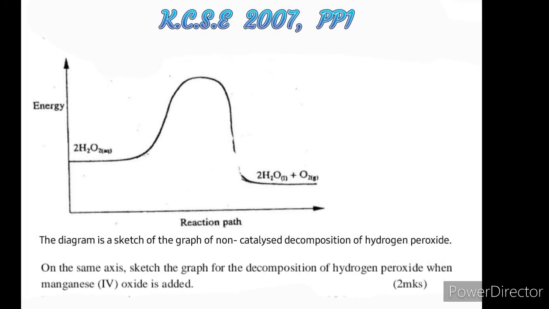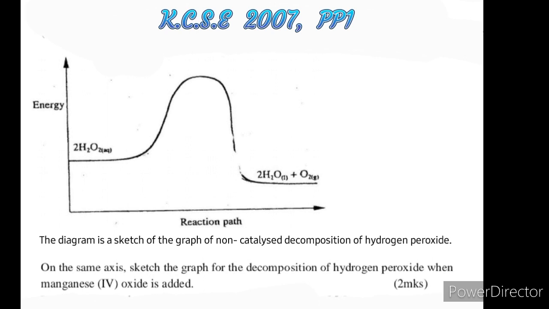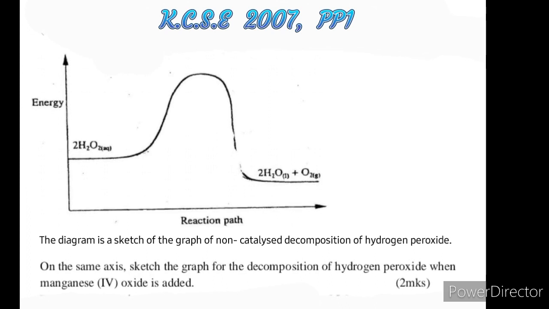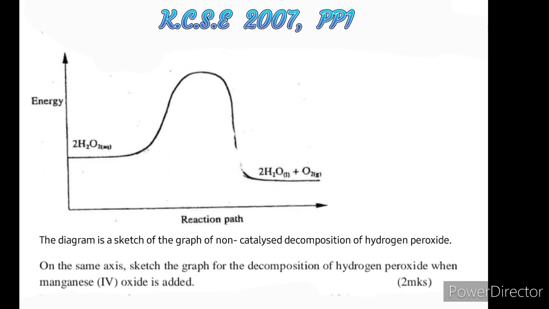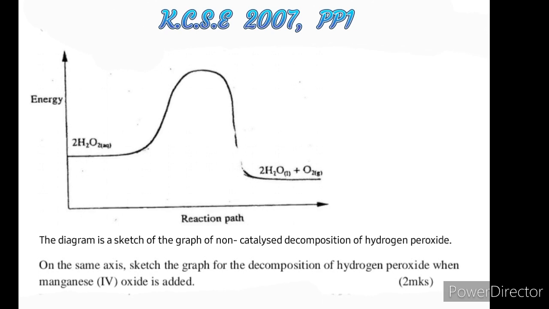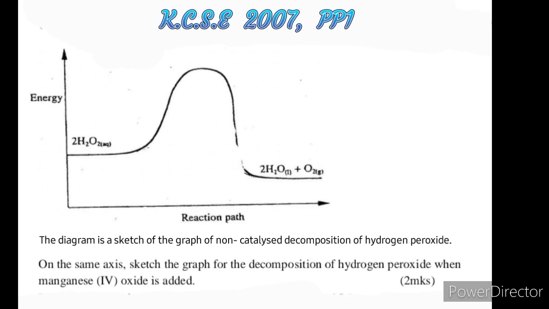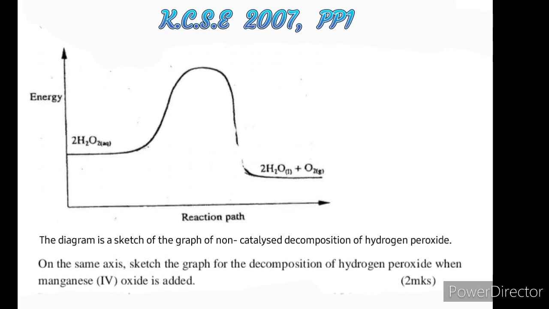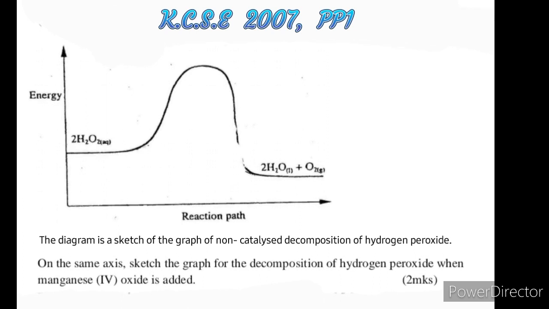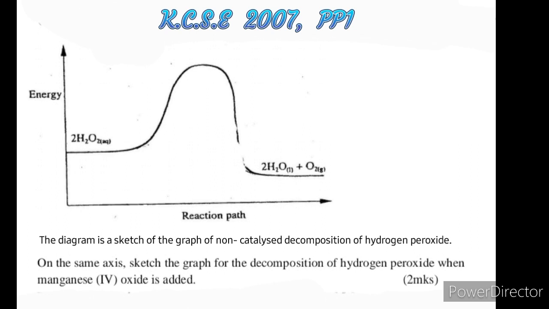Our next question. The diagram below is a sketch of the graph of a non-catalyzed decomposition of hydrogen peroxide. On the same axis, sketch the graph for the decomposition of hydrogen peroxide when manganese 4 oxide is added. Now, manganese 4 oxide again acts as a catalyst for the reaction. But in this reaction, we are being told that it's a non-catalyzed decomposition of hydrogen peroxide. Simply put, decomposition of hydrogen peroxide takes place without a catalyst.